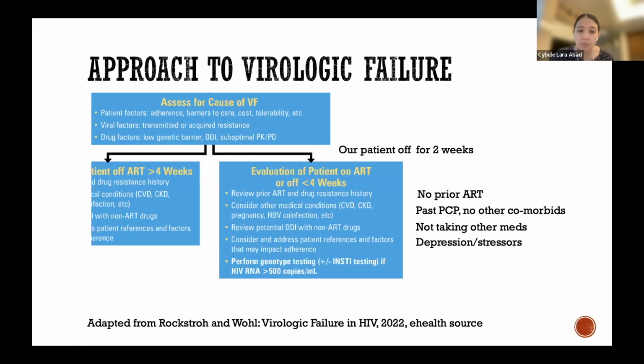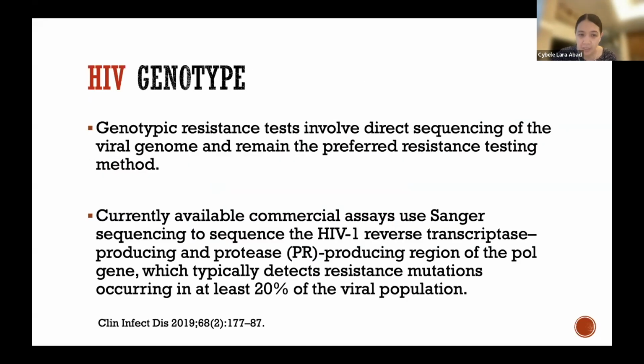And usually you perform genotype testing when your virologic RNA, or your HIV viral load, is above 500. In the Philippines, however, I think they want it above 1,000 for the genotypes that we send to the National Institute of Health. So what is an HIV genotype? The HIV genotype is actually the resistance testing, which involves trying to sequence the virus or the viral genome, and it remains the preferred resistance testing method.